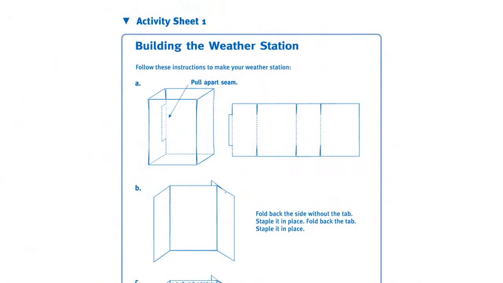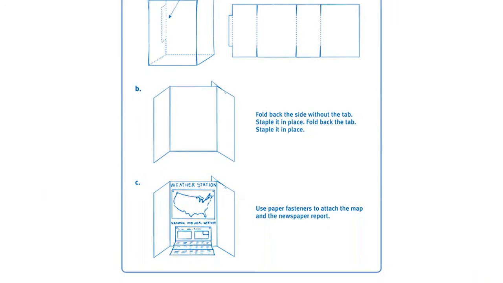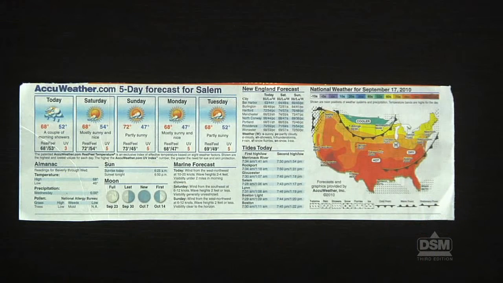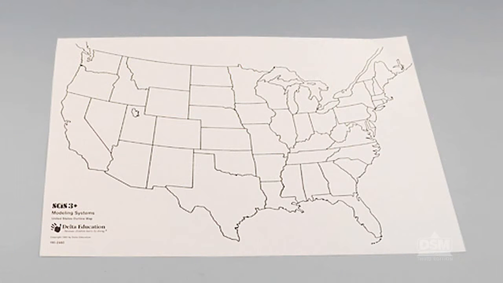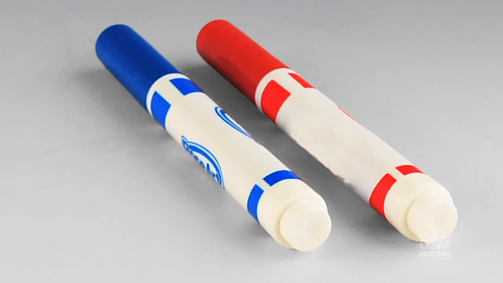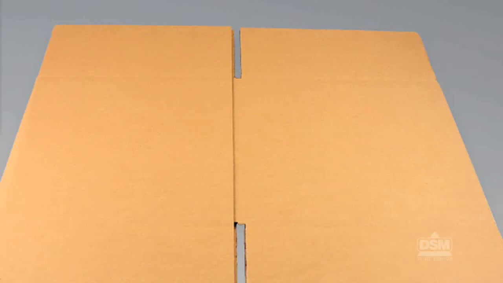To prepare for the activity, make a copy of Activity Sheet 1 for each student. Select an area in the classroom where the weather stations can be displayed. Each team of 2 will have one station. Collect national and local weather reports, preferably from that day, from the local newspaper, internet, or other sources. Each team will need to look at the same report. Each team of 2 will also need a U.S. outline map, 4 paper fasteners, a marker, a pair of scissors, and a flat box.